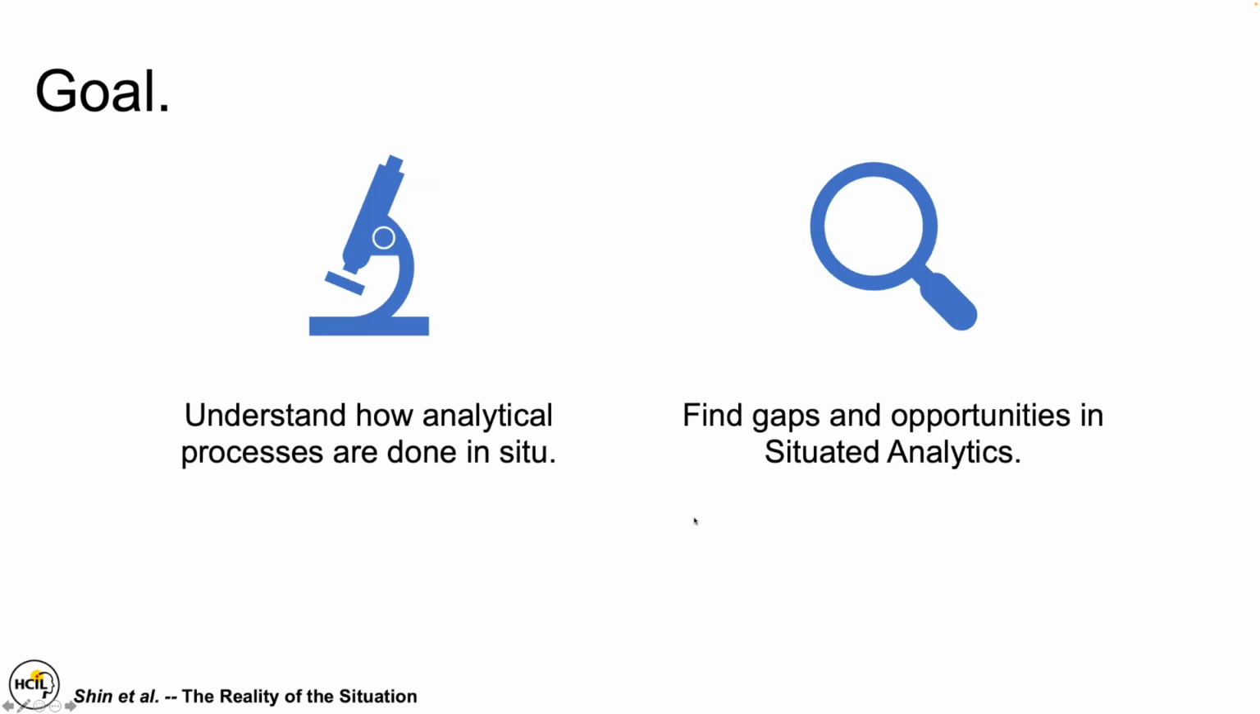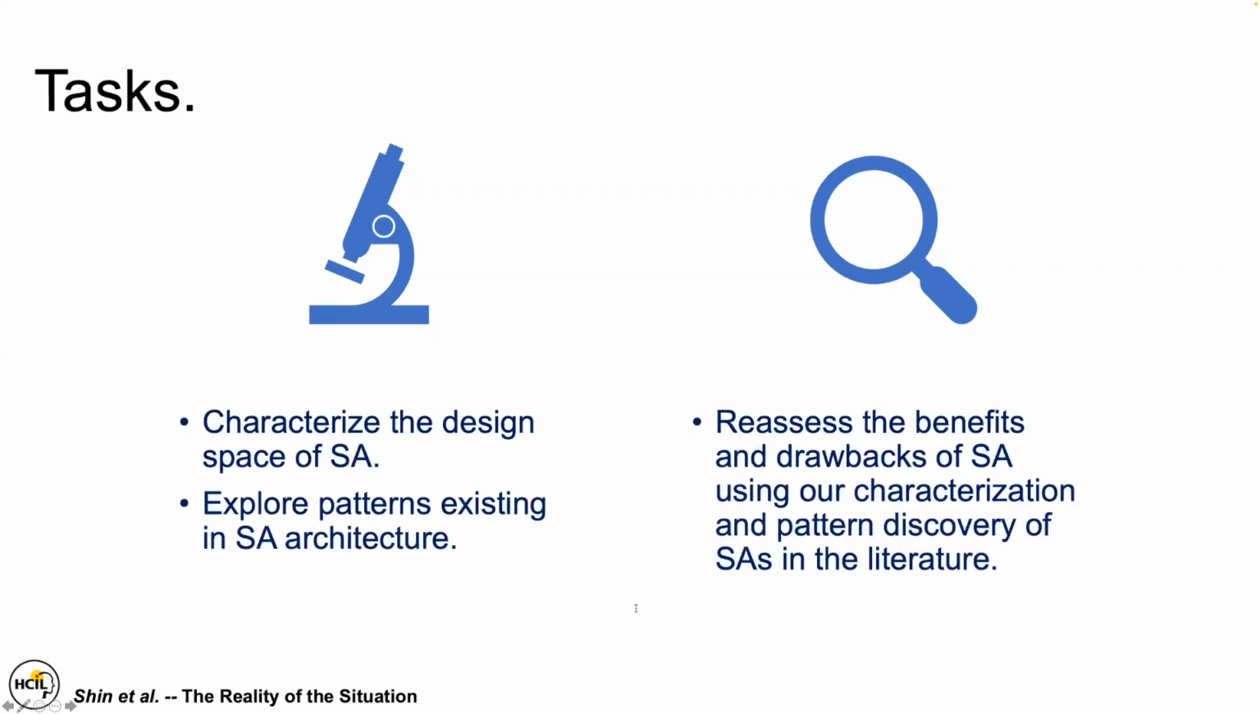We started this work with the following goals. First is to understand how analytical processes are done in situ, and second, based on the understandings, to find gaps and opportunities in situated analytics. To do so, we needed to do three tasks. First is to characterize the design space of situated analytics. Second is to explore patterns existing in situated analytics architecture. And based on the two points, the third is to reassess the benefits and drawbacks of situated analytics using our characterization and pattern discovery of situated analytic systems in the literature.